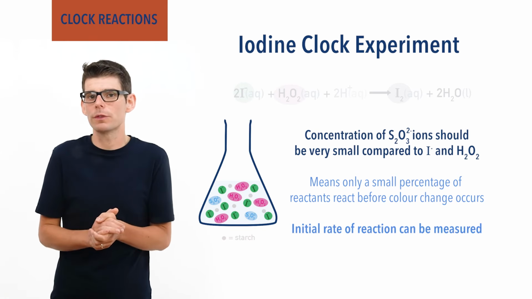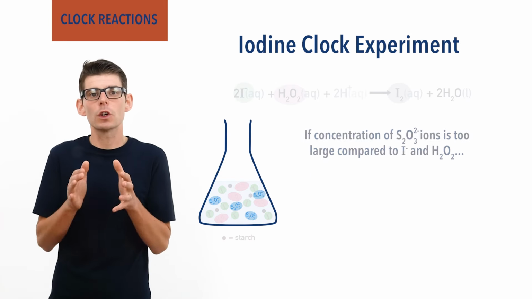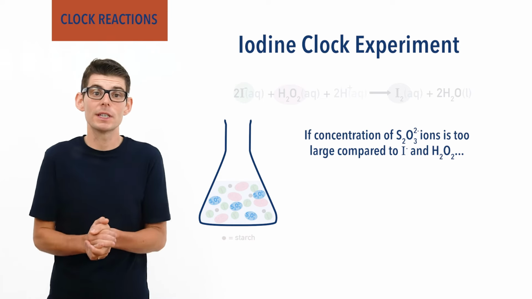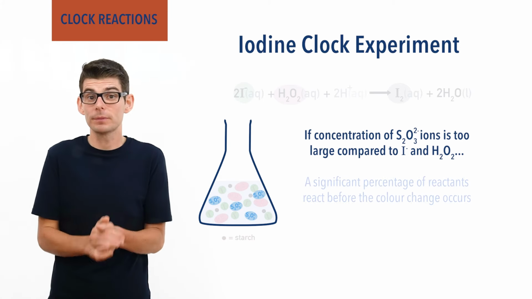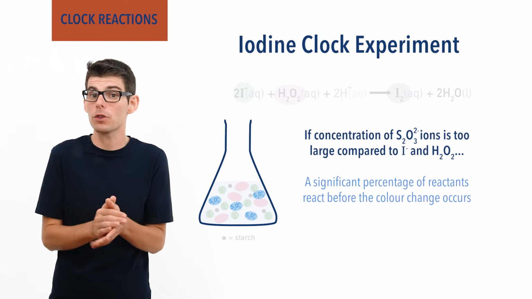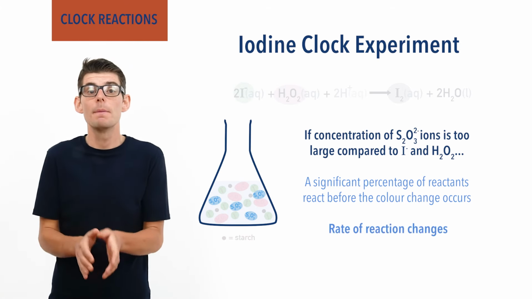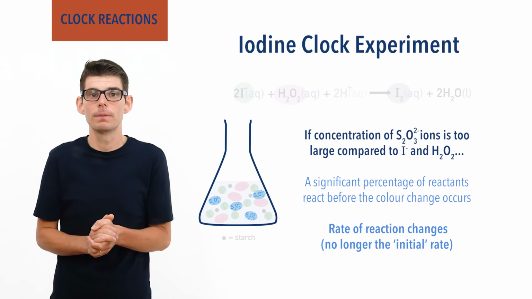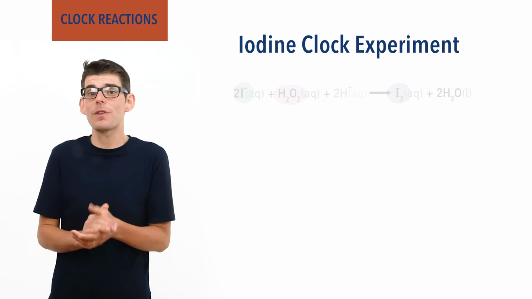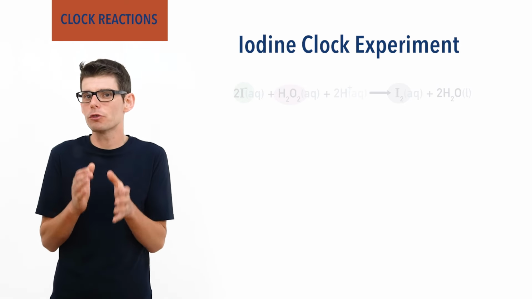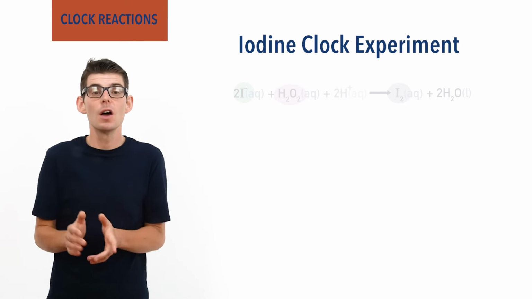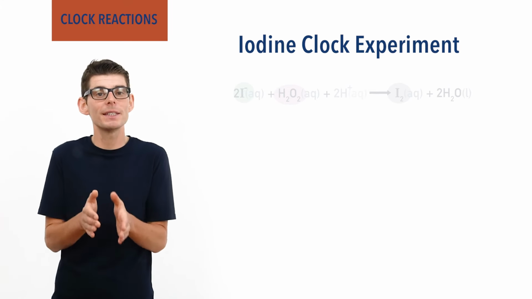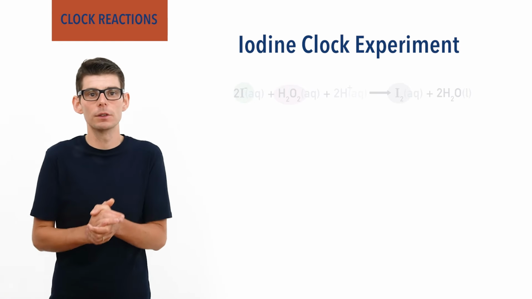If too many moles of thiosulfate ions are used, then the concentrations of reactants for the main reaction change significantly before the colour change occurs. And this causes the rate of reaction between them to also change, meaning we are no longer measuring just that initial rate of reaction. To take this one step further, if we control the concentration of iodide ions as well, we can also investigate how the initial rate of reaction changes depending on the concentration of iodide ions.